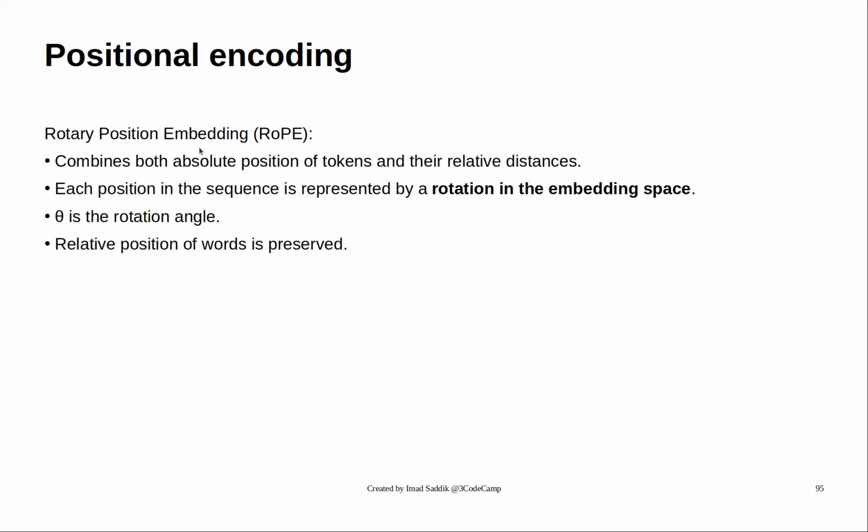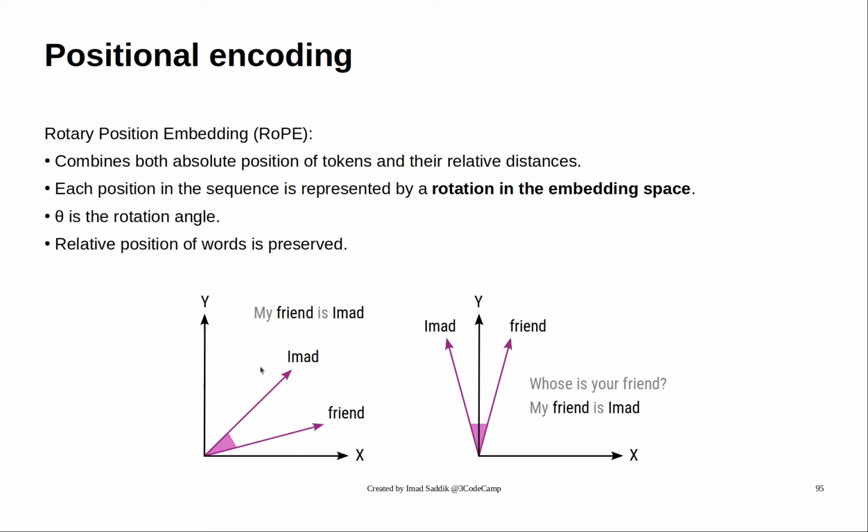And also, what's amazing about RoPE is that it preserves the relative angle between tokens. Let's look at this sentence. "My friend is Imad." The angle between the tokens "friend" and "Imad" represents their relationship. So let's say that we changed that sentence to this one. "Who is your friend? My friend is Imad." You can see that because we added tokens before this sentence, we need to rotate these tokens. And as you can see, the angle between them is preserved. And just like that, RoPE preserves relative positions even if the sentence structure changes.